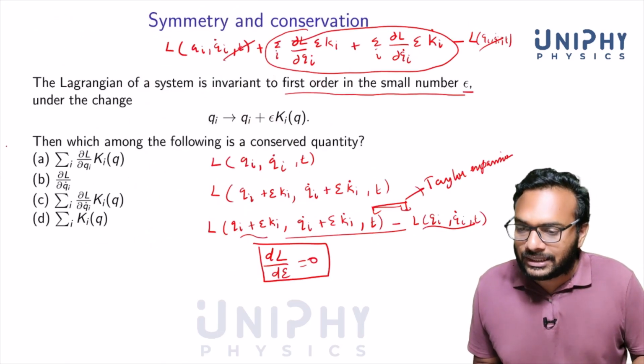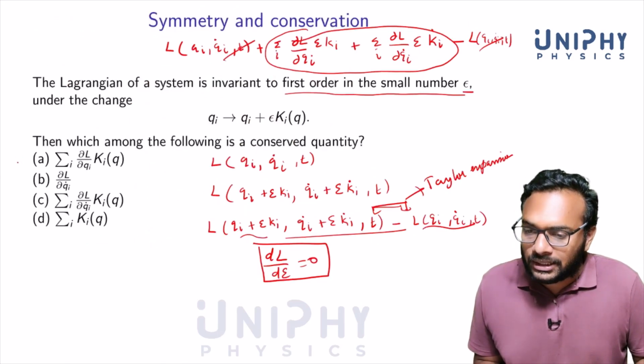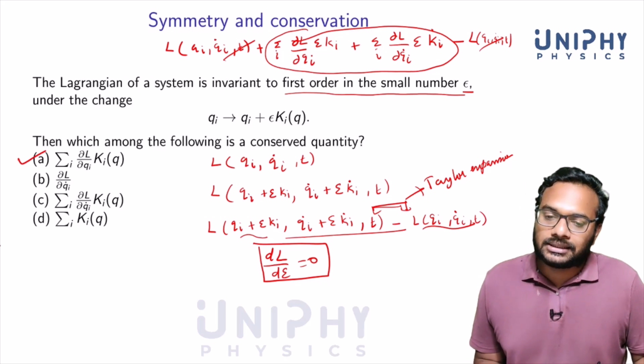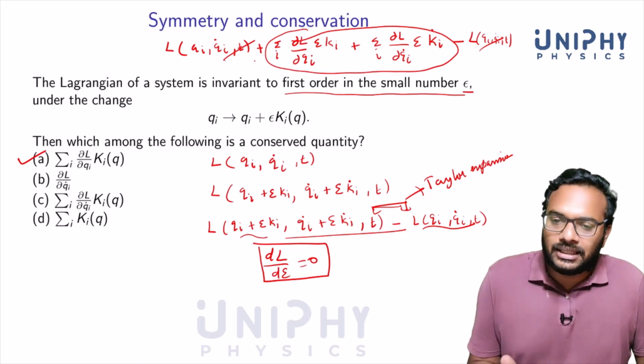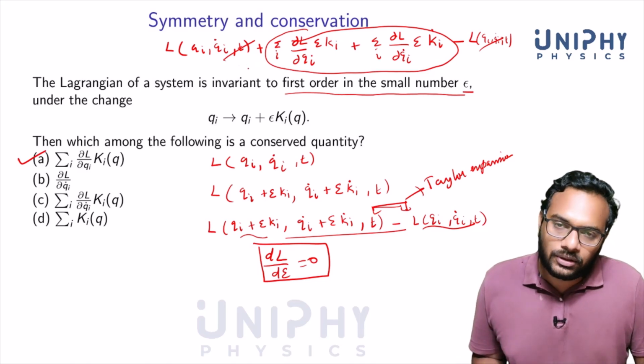So this is the right answer. Okay. It's ∂L/∂qi dot times ki. Okay, this is the conserved quantity. So as I said, you can also find it from here. It's just one more step from here. So this has one or two more steps here.